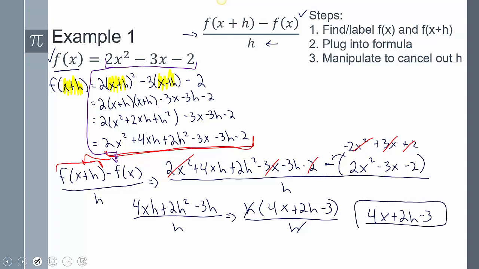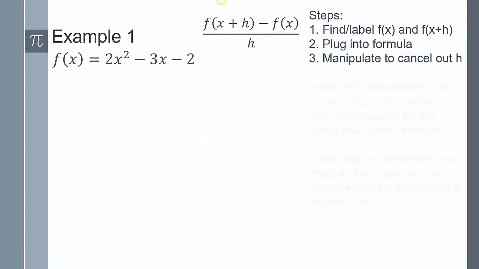Now this is where we stop here with the difference quotient and practicing it. But once we learn limits in calculus, we're going to be able to take that to a new level.